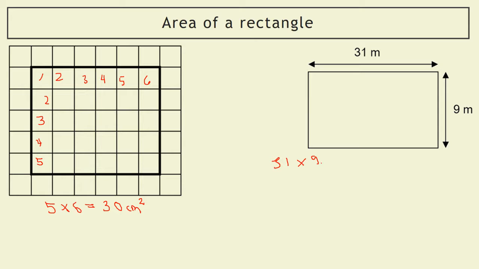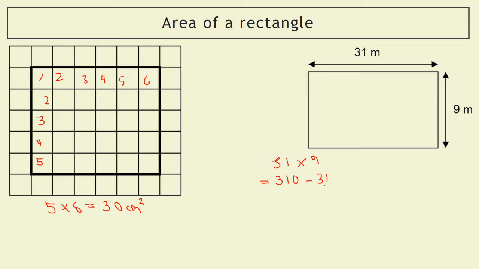You could do 9 ones and then 9 threes with a 0 on the end. Or maybe we do 31 times 10, because we can do that easily. That's 310. Times by 9 is not quite so easy. Just add a 0 on the end. And then we need to take one lot of 31 away from that, because we only wanted 9 31s, not 10 31s.